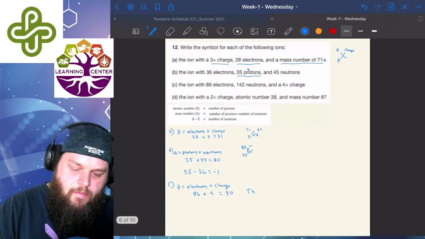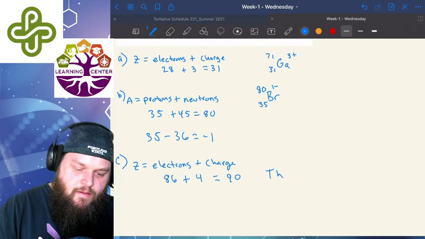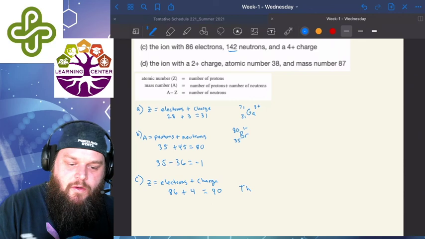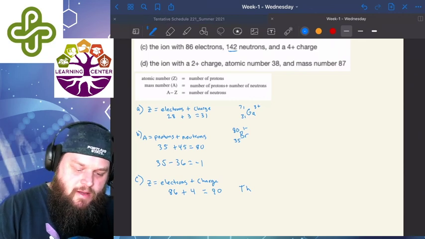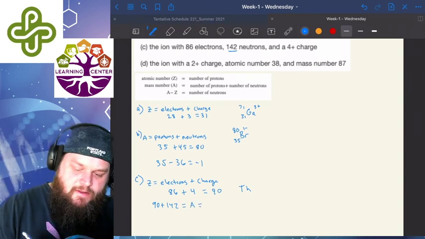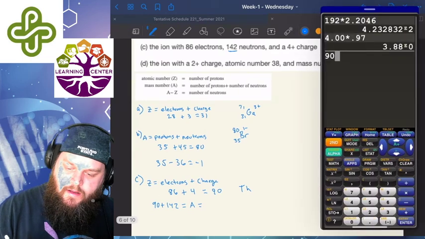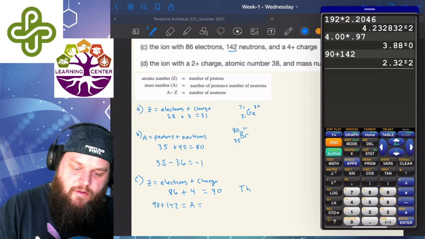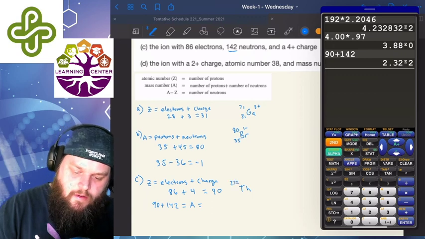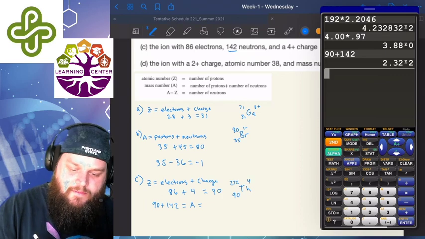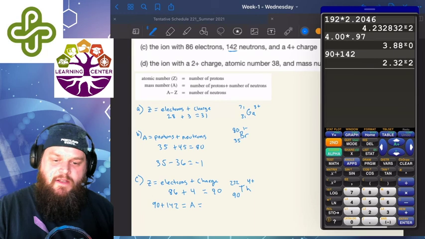Okay. And we know that the neutrons are 142. So that would be 90 plus 142 is going to equal A, that mass number, which in this case, 90 plus 142 is equal to 232. Oh, we've got my little 90 down in the corner. And we know the charge is a 4 plus. And there is part C.